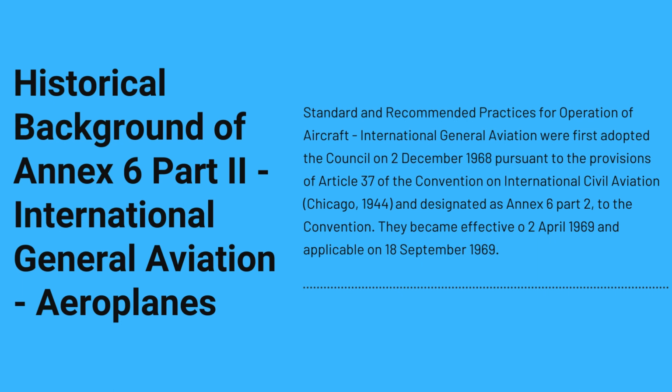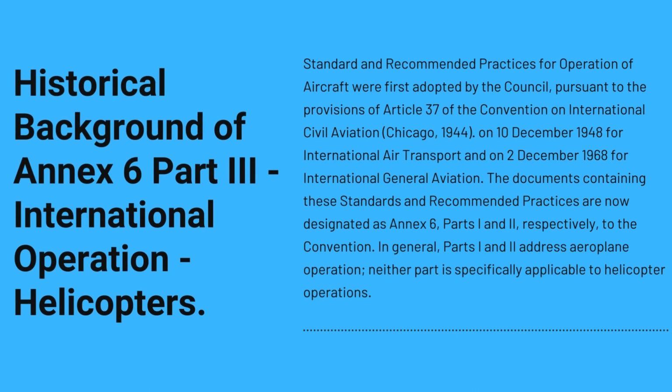And historical background of Annex 6 Part 3: standards and recommended practices for operation of aircraft were first adopted by the Council, pursuant to the provisions of Article 37 of the Convention on International Civil Aviation, on 10 December 1948 for international air transport, and on 2 December 1968 for international general aviation. The documents containing these standards and recommended practices are now designated as Annex 6 Part 1 and Part 2, respectively, to the Convention. In general, Part 1 and Part 2 addressed aeroplane operation. Neither part is specifically applicable to helicopter operation.